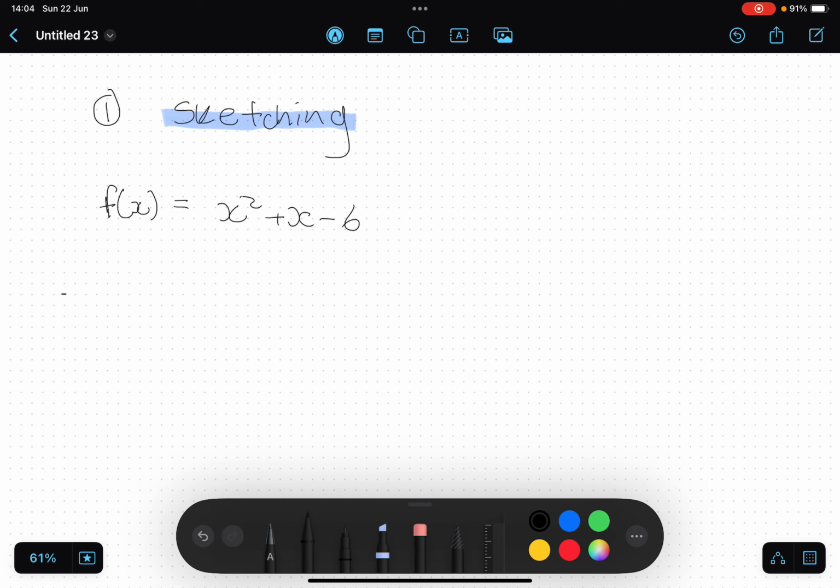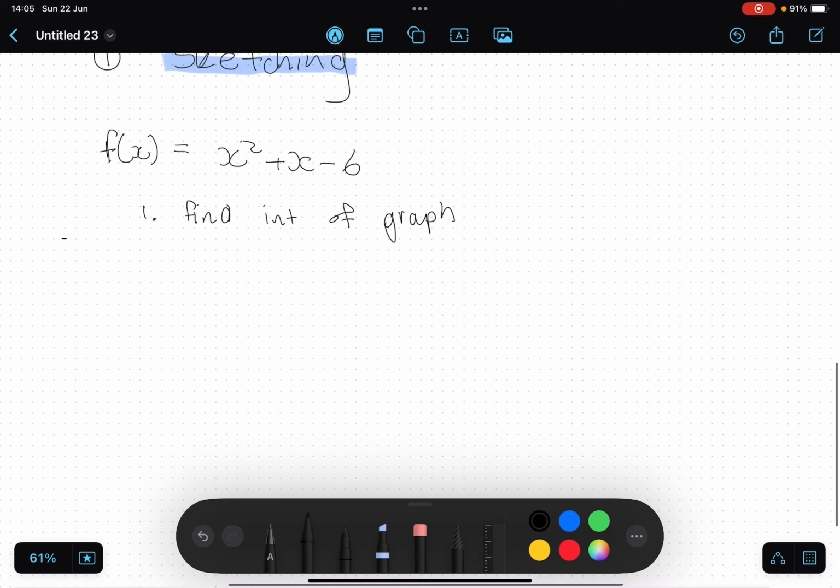Now, remember from linear graphs, when we sketch a graph, we set y to 0, we set x to 0. Okay, and why do we do this? Because it helps us find the intercepts of the graph. So step 1, find the intercepts of the graph. To do that, we need to set y to 0, and then we'll set x to 0. So let's set y to 0 first to find the x intercepts.